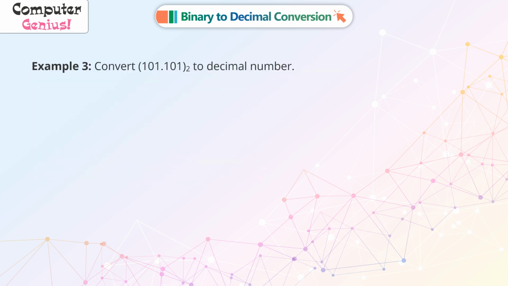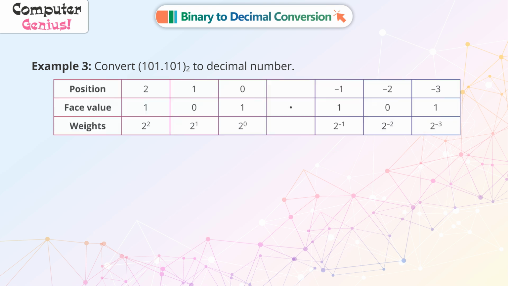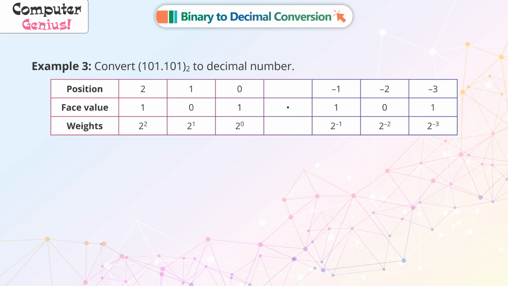Example 3. Convert 101.101 base 2 to decimal number. Position: 2, 1, 0, decimal point, -1, -2, -3. Face value: 1, 0, 1, decimal point, 1, 0, 1. Weights: 2 raised to the power 2, 2 raised to the power 1, 2 raised to the power 0, decimal point, 2 raised to the power -1, 2 raised to the power -2, 2 raised to the power -3.